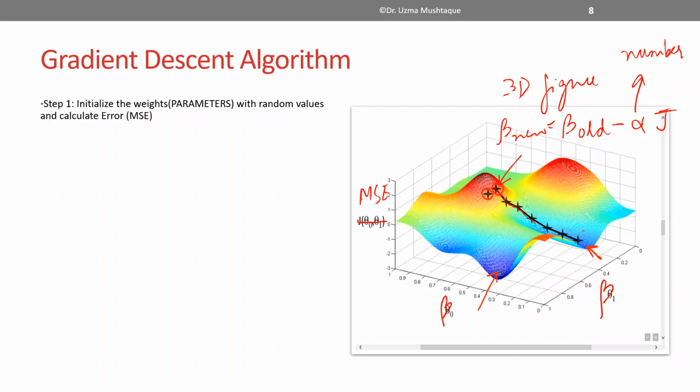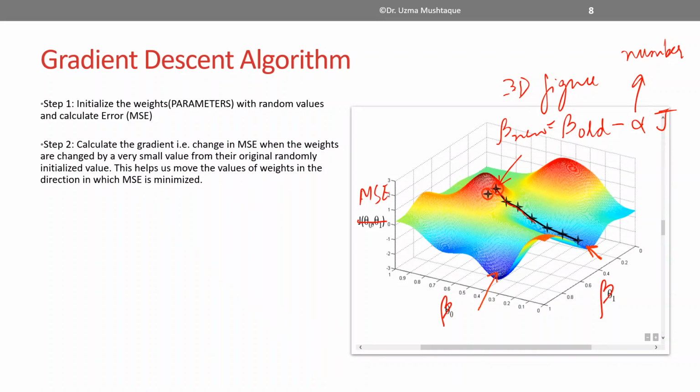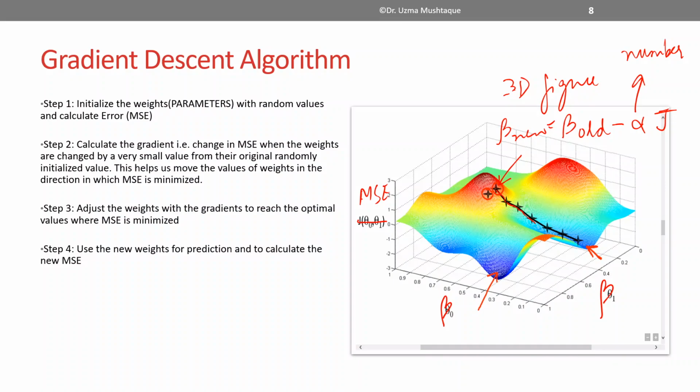So as you can see, step 1 is to initialize the parameters. Step 2 is to calculate the gradient, which is the differential, and then change the mean squared error. Adjust the weights with the gradient to get the optimal value. Then use the new weights for prediction and calculate the new mean squared error, and repeat steps 2 and 3 until you see that the error does not reduce significantly. This is how the gradient descent algorithm works, and this is how we solve the optimization problem for multiple linear regression.